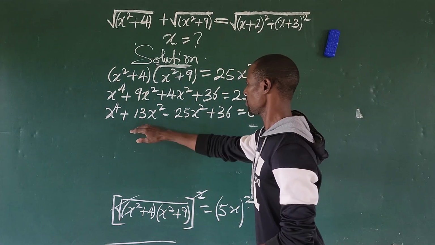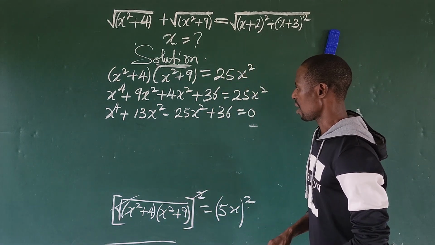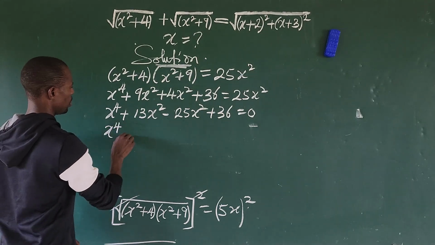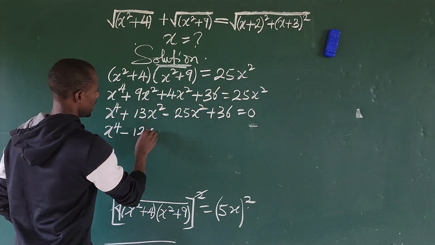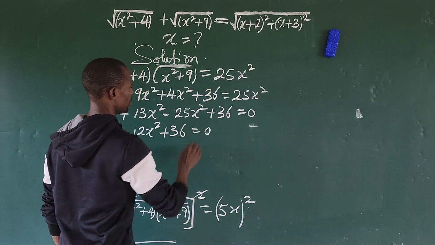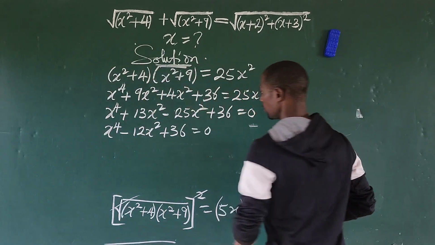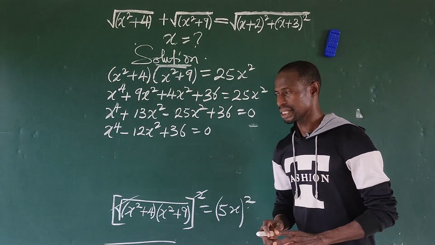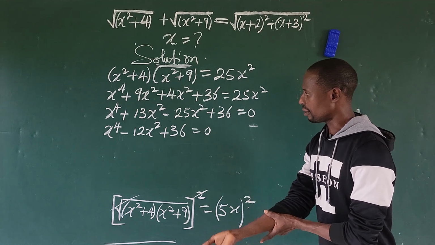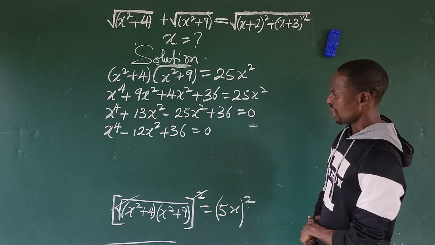If we carry out this simplification, this is going to give us minus 12. So we're going to have x to the power of 4, then minus 12x to the power of 2, then plus 36 equals 0. Now this is a quadratic-type equation, a polynomial of degree 4. So how do we solve this?